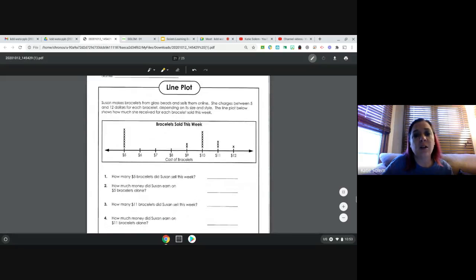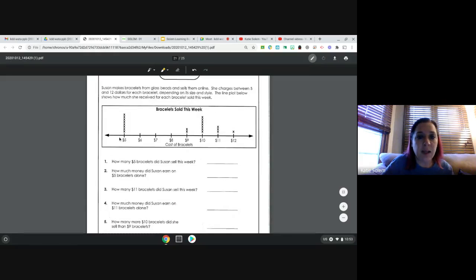Line plots are a little bit different. In a line plot, it looks like a number line. And then each vote or each thing that represents that number counts as an X. So in this one, it says Susan makes bracelets from glass beads and sells them online. She charges between $5 and $12 for each bracelet, depending on its size and style. The line plot shows how much she received for each bracelet sold this week.